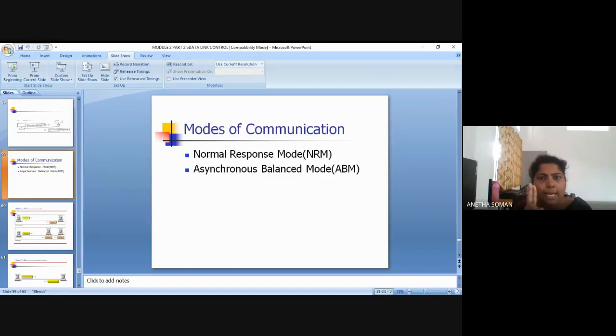So HDLC supports two modes of communication. One is the normal response mode and the other one is the asynchronous balanced mode. Modes of communication, you can have two: the normal response mode and the asynchronous balanced mode. In short form, you will call them NRM and ABM.